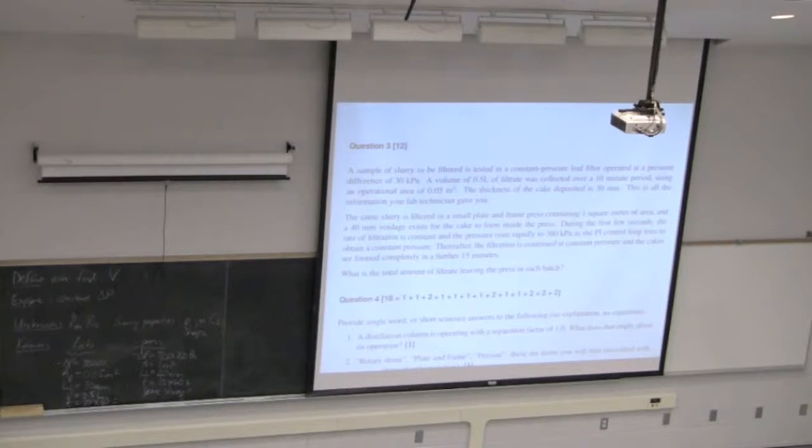So this gets you a long way on. Even if you just write this down, you're showing your thought process. So we defined our problem. We defined our goal, and we know that we're constant delta P filtration. And so you've identified where you're going to look forward.